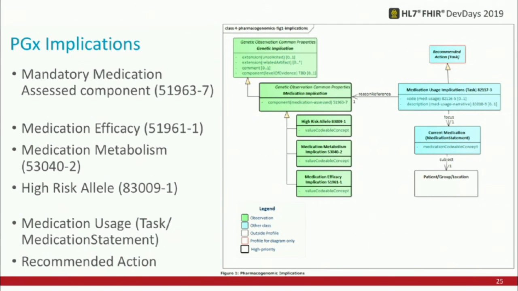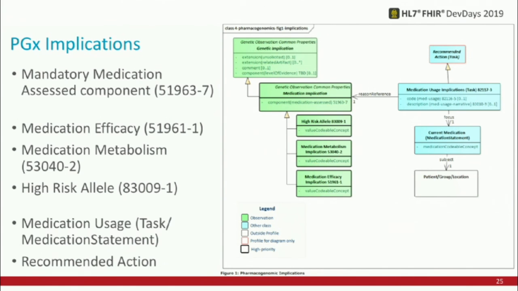So looking at use cases for pharmacogenomics, we're talking about a medication that we're talking about in particular. You can see how effective it is overall versus how it gets metabolized. These are different profiles here that sit underneath the medication implication common properties there. Or if there's a high risk allele, that means that really, don't give them that drug. It's not going to be good. And there are certain guidelines that specify how these different things are classified, where you can find that information. And there's also links up in here on the medication usage and recommended action.